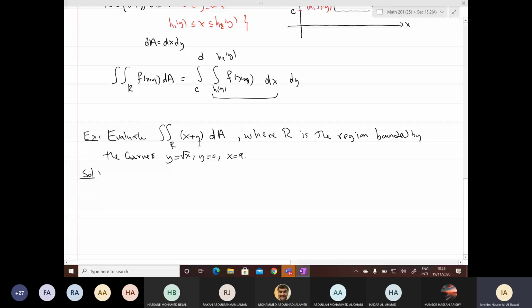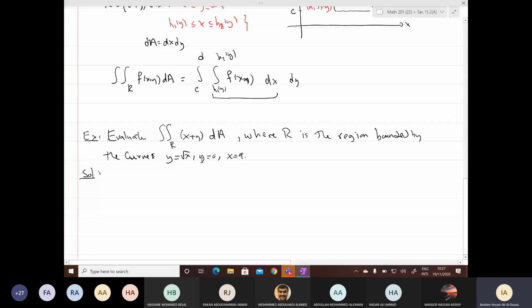To evaluate, I have to set up the limits of integration. To set up the limits of integration, it depends on R. I have to know what type of region I have. Is it a rectangular region? Is it a region of type 1 or a region of type 2? Each type has a rule to find the limits of integration. So how do I decide which region I have?